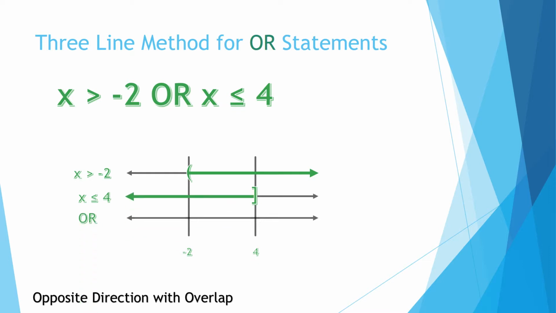And here this is an OR statement. So since we're adding elements in both sets, you can see that if you were to add those two sets together, you'd actually get the whole number line. So that's from -infinity to infinity, or all real numbers.